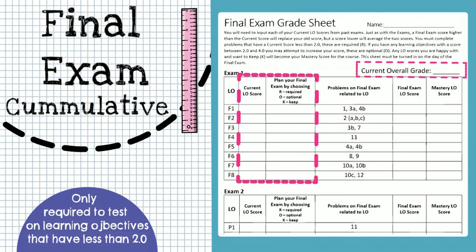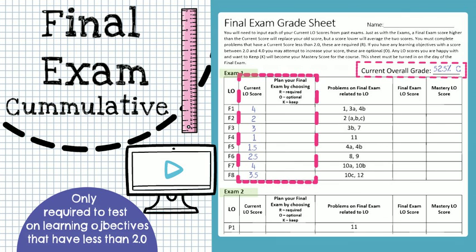Start by opening the gradebook in Canvas. Fill out the current overall grade, which can be found in the upper right-hand corner of the Canvas gradebook. Then fill out the current learning objective scores, also found in the Canvas gradebook. Notice the learning objectives are grouped by the previous exams you have taken. To understand how to read your grades in Canvas, be sure to check out the video titled Understanding Your Grade in Canvas.